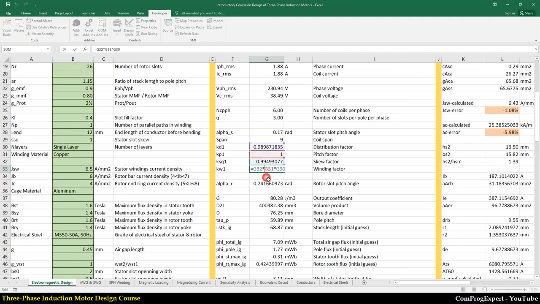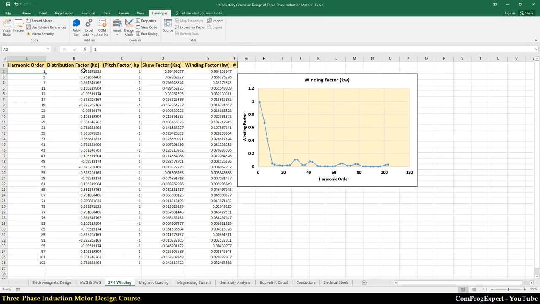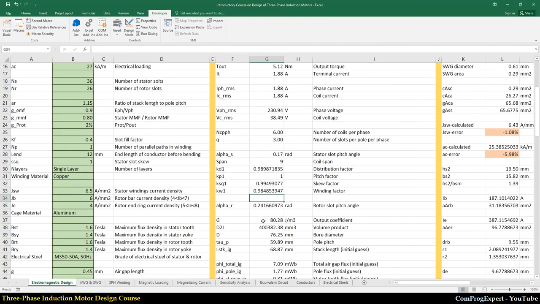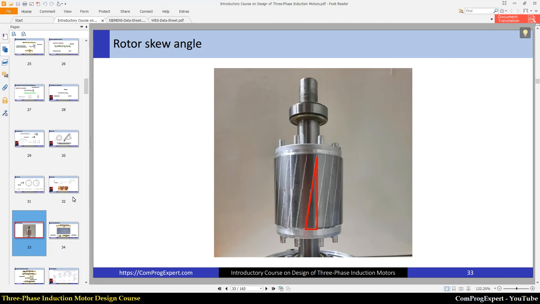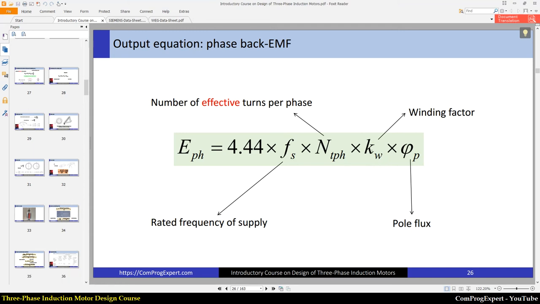So the winding factor for the fundamental harmonic is multiplication of these three factors, and it's equal to 0.98 for this number of stator slots and this number of poles. Also here, I calculated the distribution pitch factor and SQ factor for higher harmonics that I will explain in this worksheet later. So in this way, we can calculate the winding factor. The winding factor is a function of number of stator slots and number of poles. So you can calculate this and use it in later calculations.